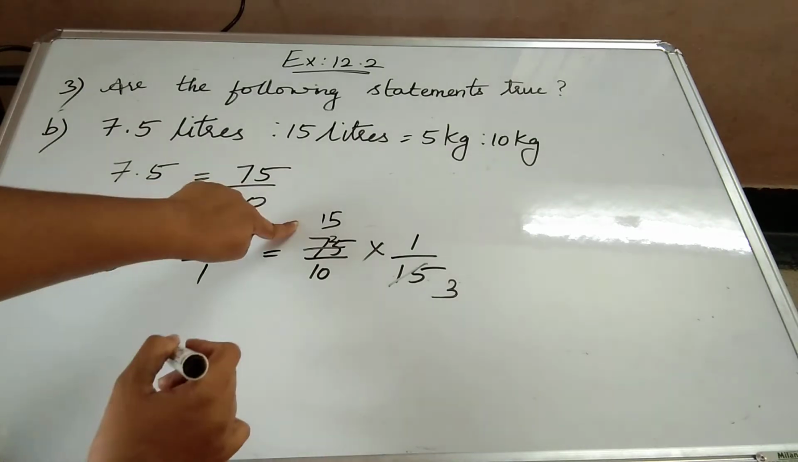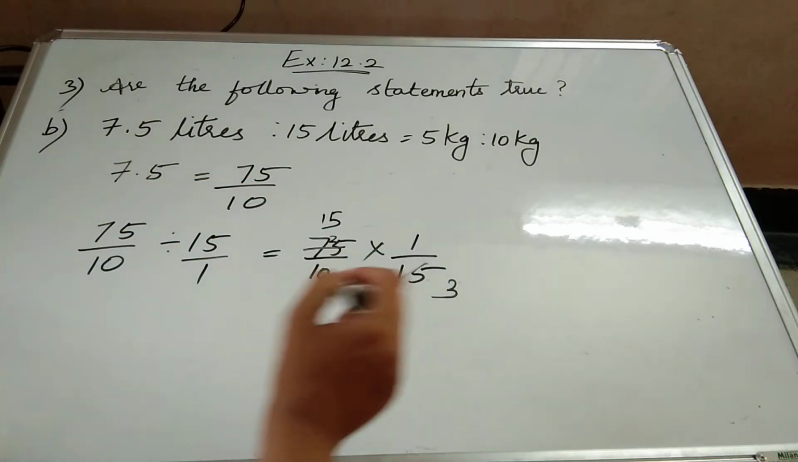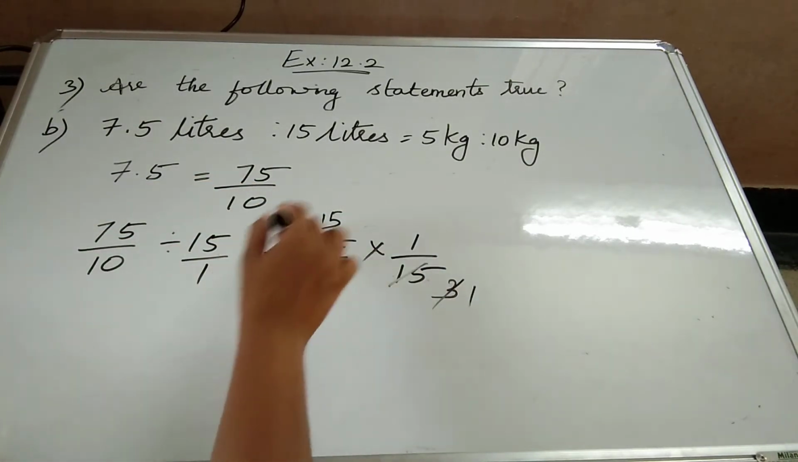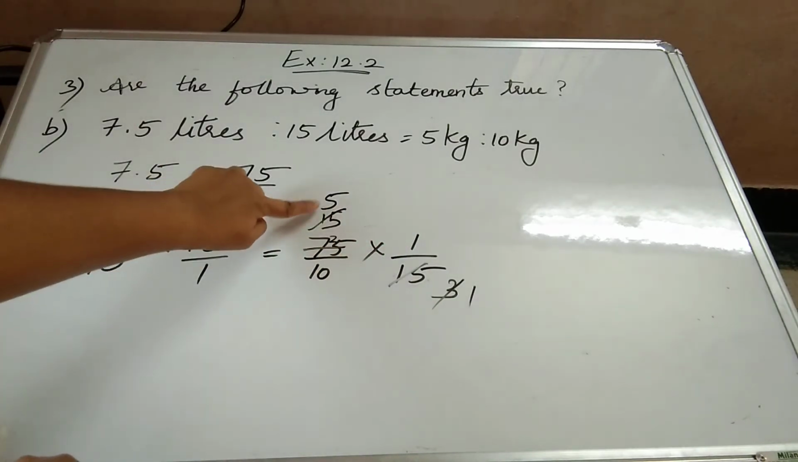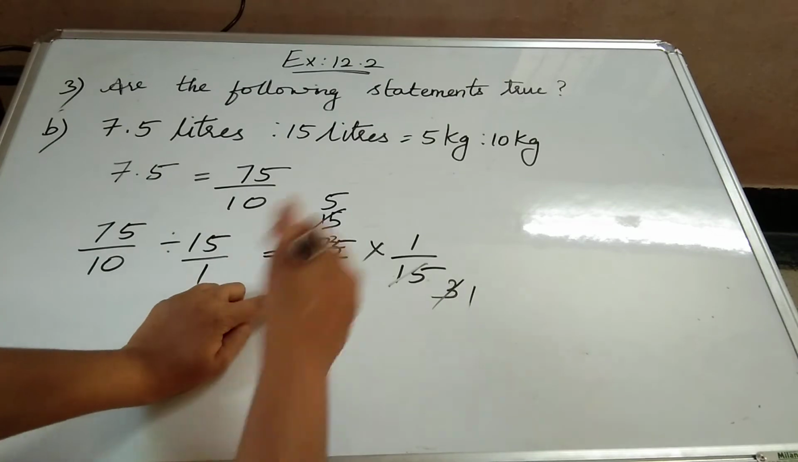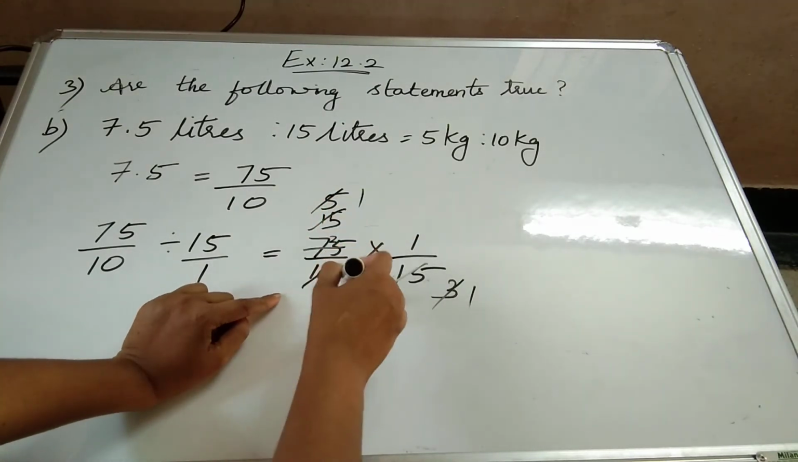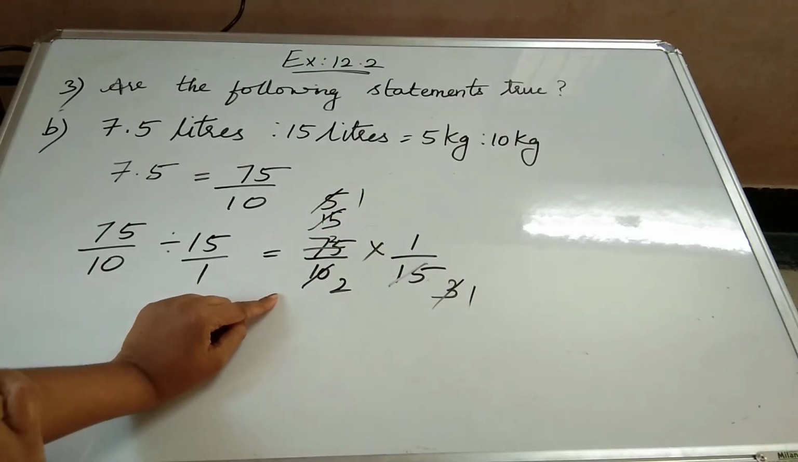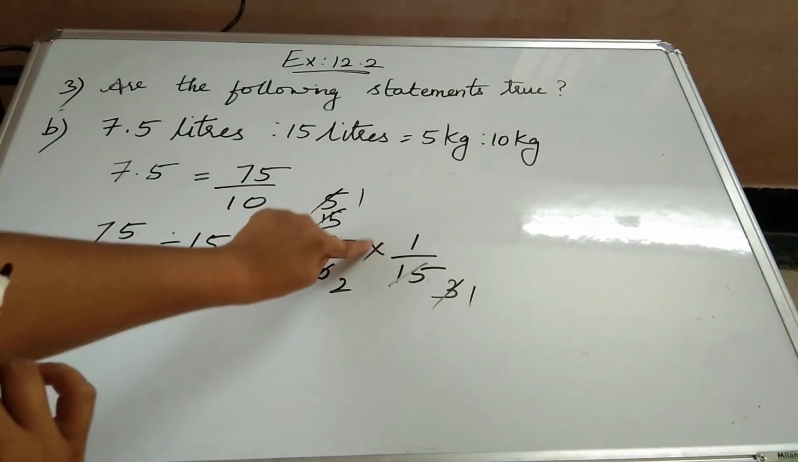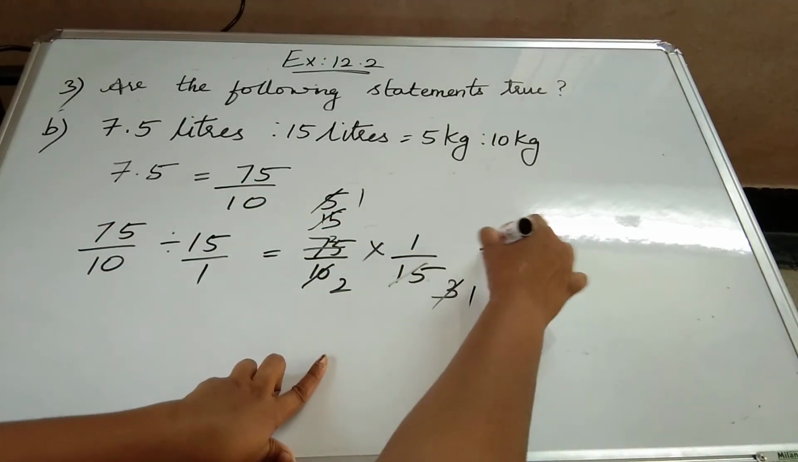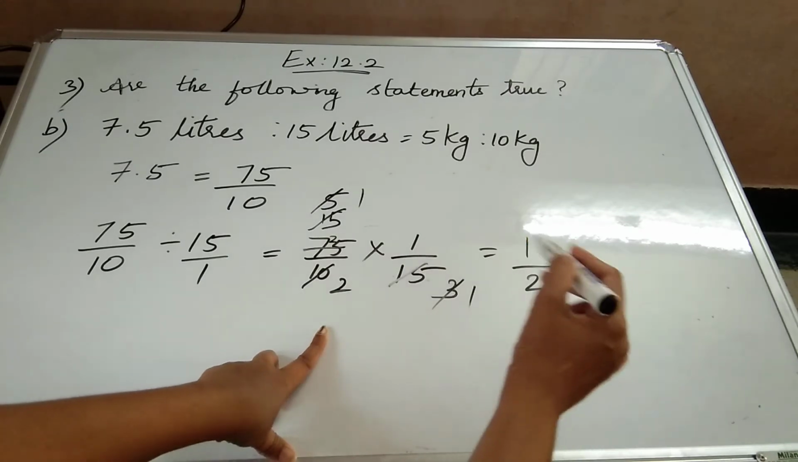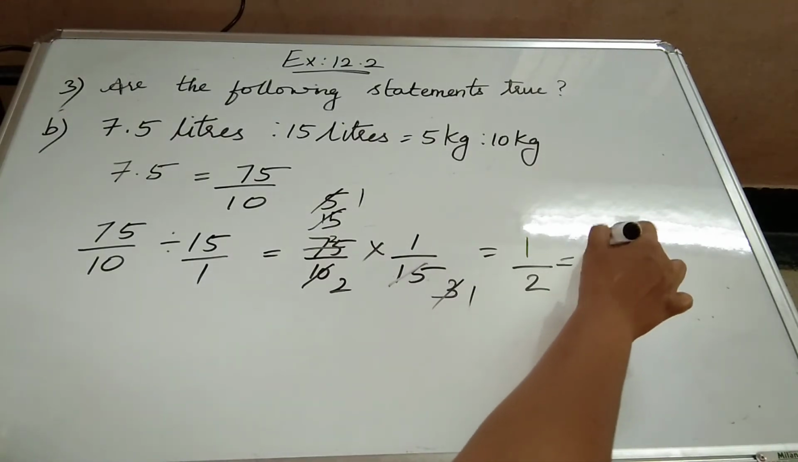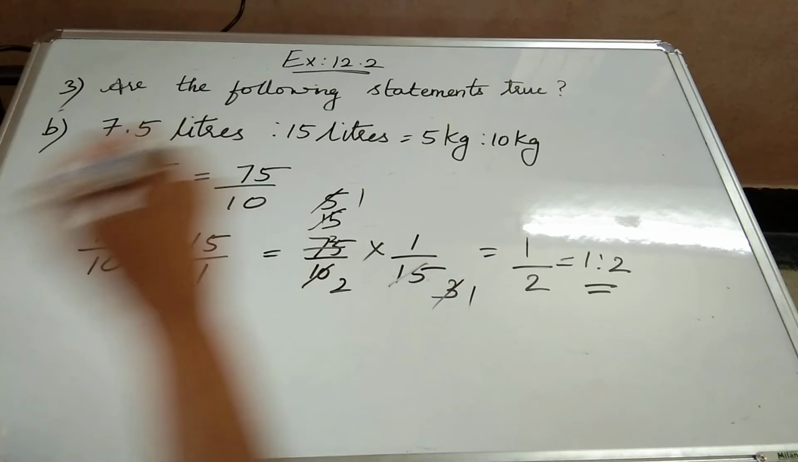Now 15 and 3, again in the 3 table we can cancel: 3 1s are 3, 3 5s are 15. Now you have 5 and 10. So 5 1s are 5, 5 2s are 10. Clear, children? Now 1 into 1 is 1, and 2 into 1 is 2. So 1 by 2. How can we write it in ratio? 1 is to 2. Clear?